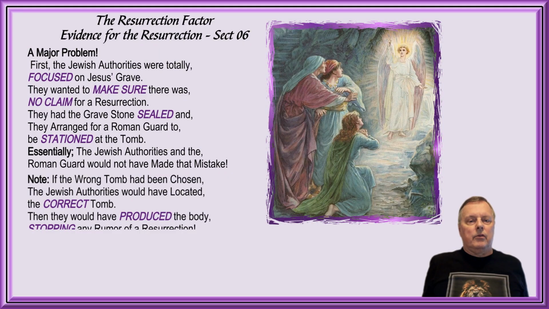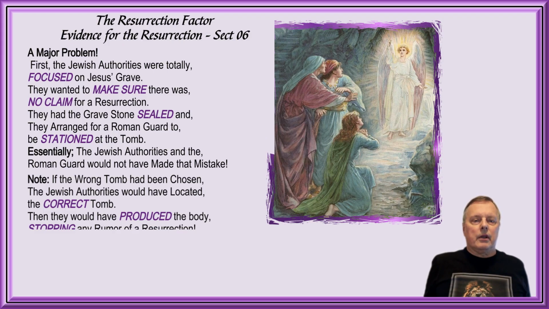A major problem. First, the Jewish authorities were totally focused on Jesus' grave. They wanted to make sure that there was no claim to a resurrection. They had the gravestone sealed and they arranged for a Roman guard to be stationed at the tomb. Essentially, the Jewish authorities and Roman guard would not have made that mistake. Note, if the wrong tomb had been chosen, the Jewish authorities would have located the correct tomb. Then they would have produced the body, stopping any rumor of a resurrection.